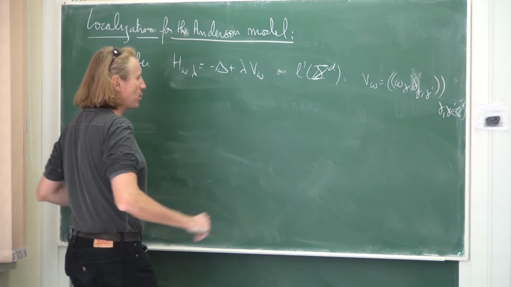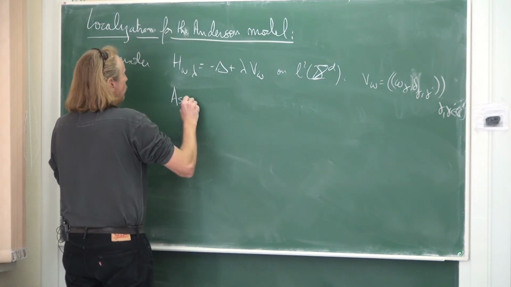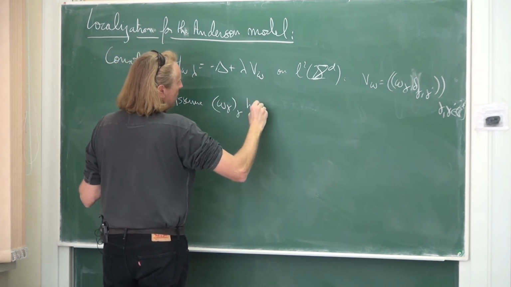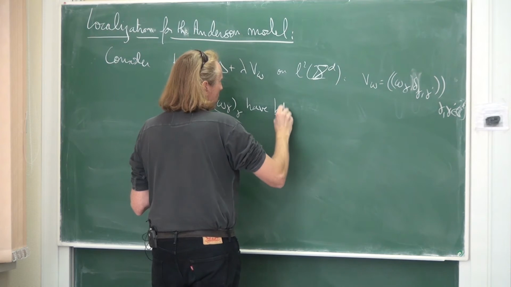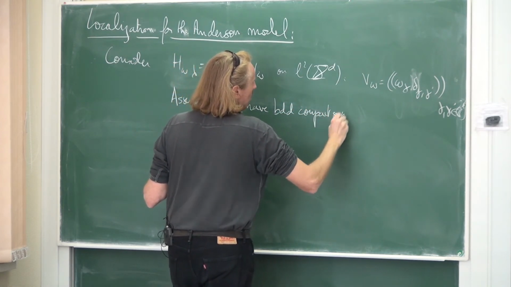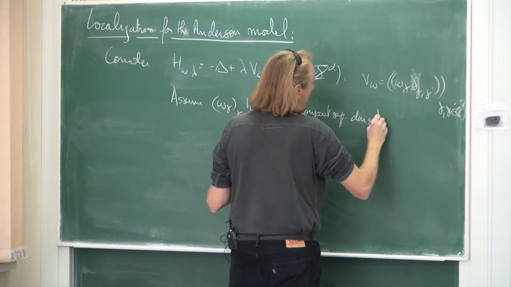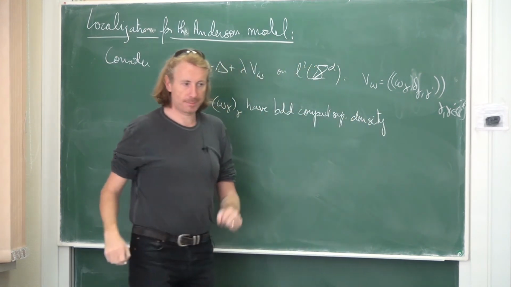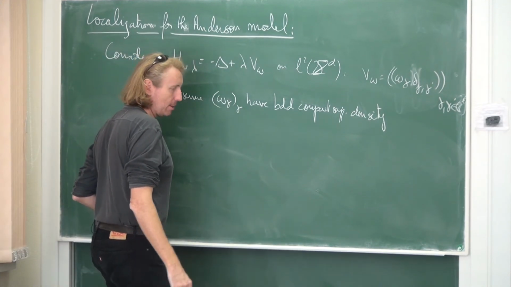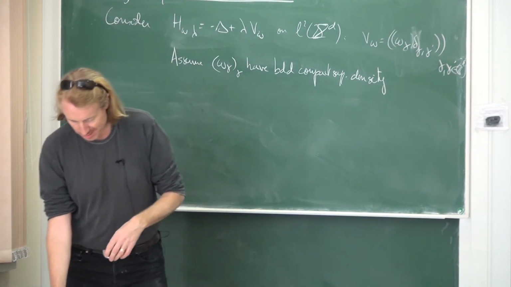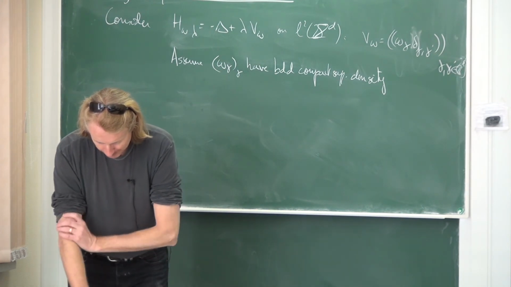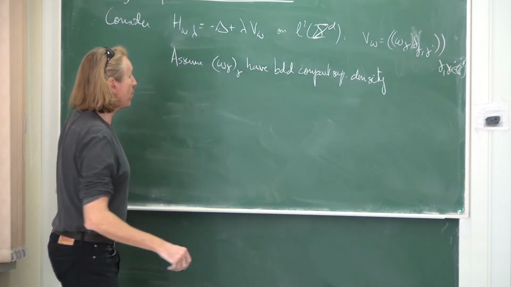And we assume, to make it simple, that ω_γ have a bounded, compactly supported density. That's not a restriction that can't be lifted, but it makes things easier. So, the theorems are the following.